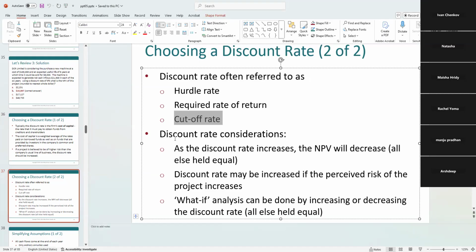What are the considerations for the discount rate? As we saw in the formula, every time the discount rate increases, net present value is going to go down. If the discount rate increases, that means we're increasing the risk of the project. And we also have to consider what's going to happen if something else happens.